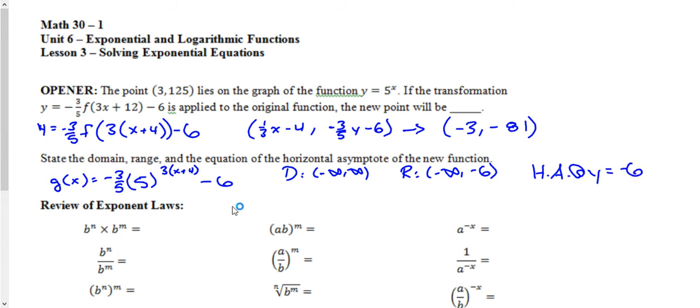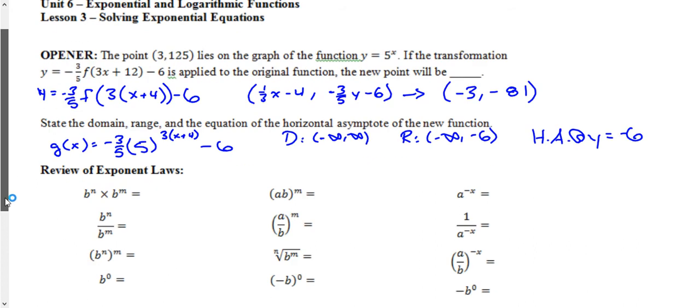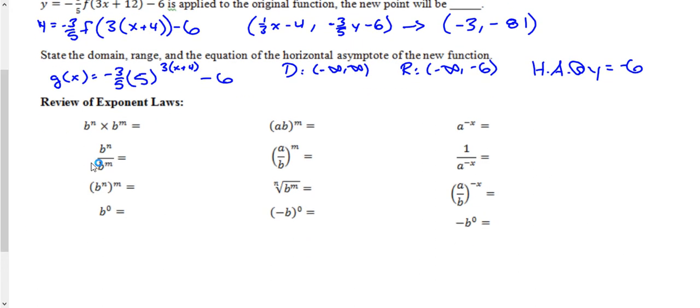There we go. Here is the quick review of our exponent laws. Some of this you've learned previously, some of this might be new. Here it says if you have the common base b, and you're multiplying two powers, what are you really doing? This is just going to be b^(n+m), so you're going to add the exponents. For division, it's going to be b^(n−m), so you're subtracting when it's dividing. When you have an exponent to another exponent, it's going to be multiplying.